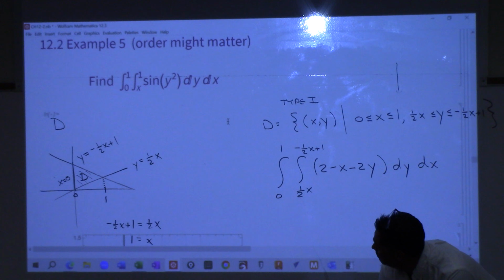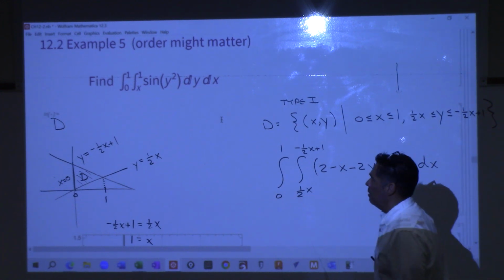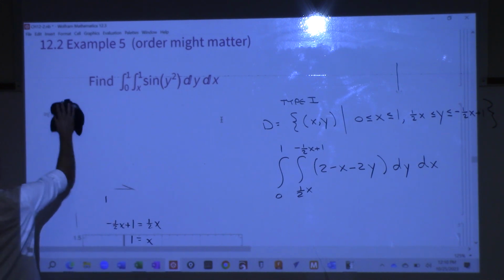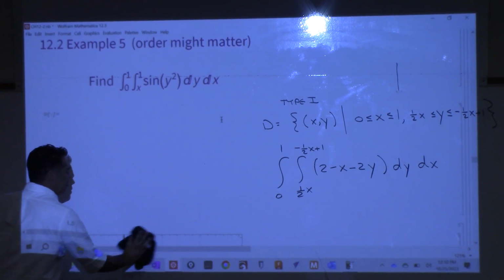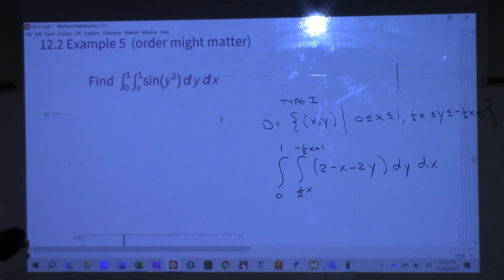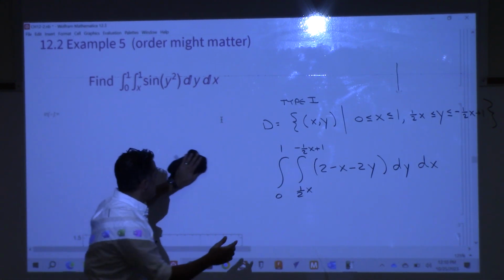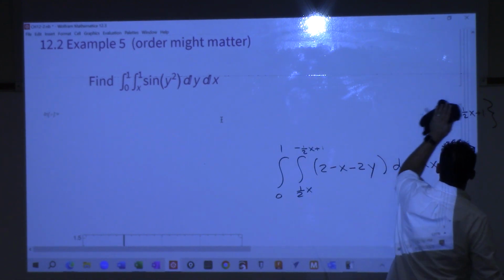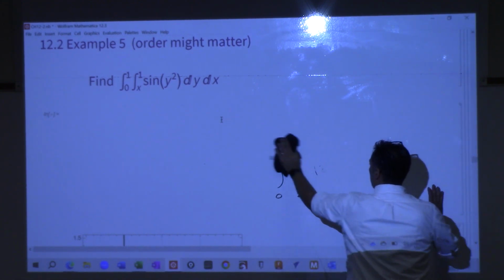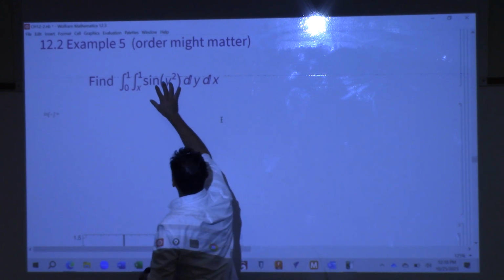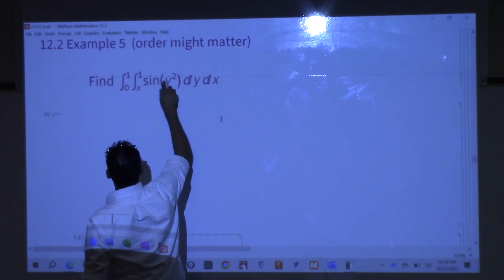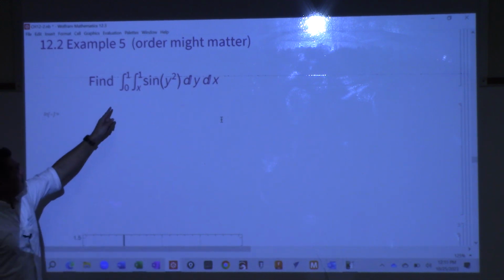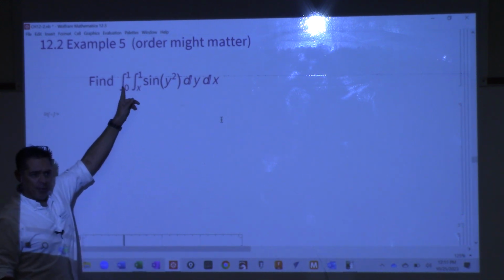Okay, look at this one. Order might matter. This is a slightly different problem because I've given you a double integral. It's already set up for you, right? So you could say, this is the volume below this surface right here. If you were to graph this surface, it's the volume below that, right? But this is your domain, and the domain comes from this.